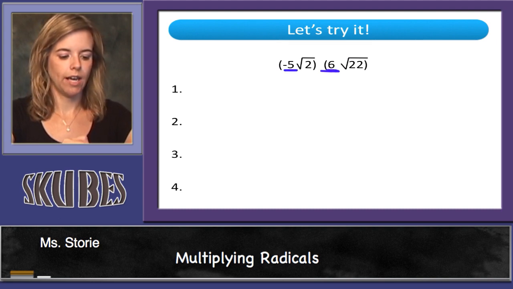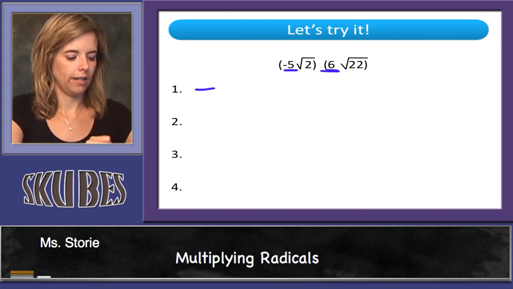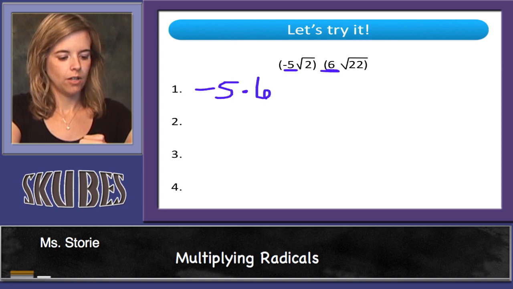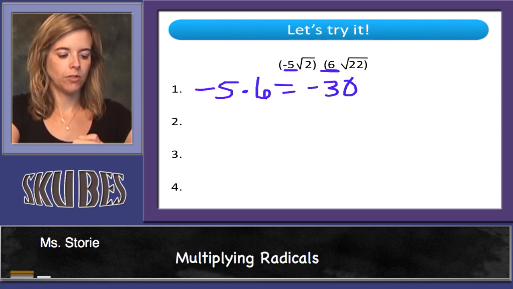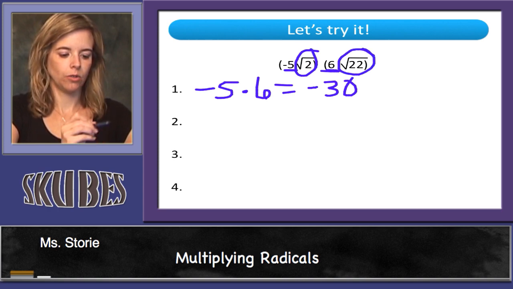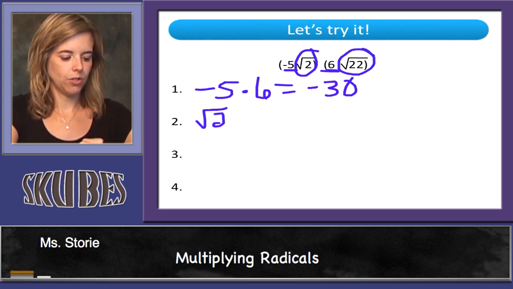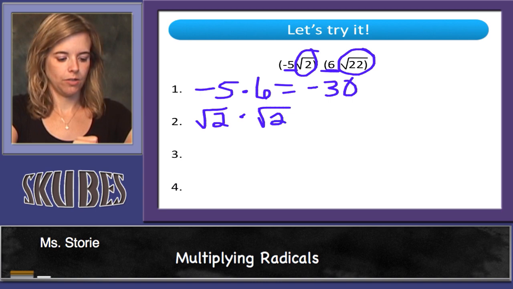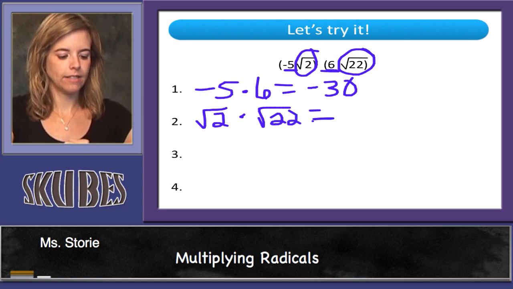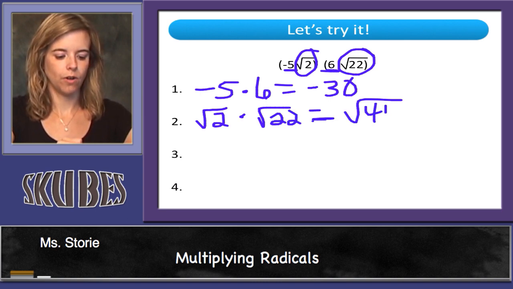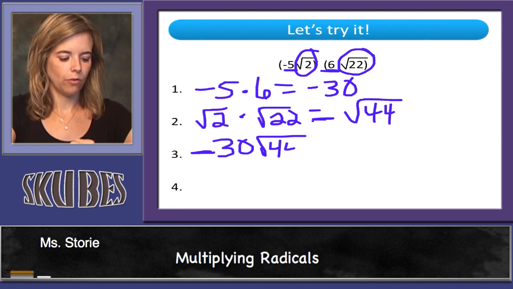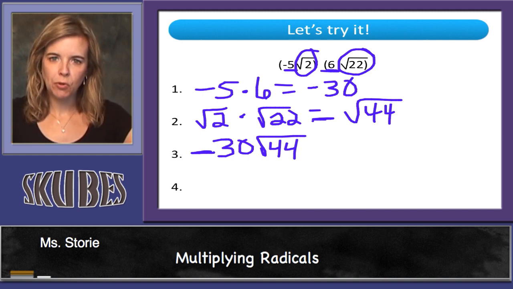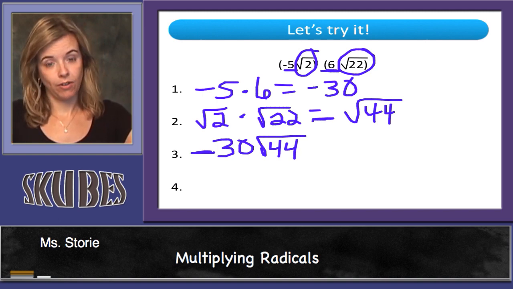First of all, we're going to take our whole numbers. So we're multiplying -5 times 6, which will get us a -30. Then we're going to multiply our radicands. So we're looking at multiplying radical 2 times radical 22. And that's going to give us a radical 44. So putting it together, your whole number is -30, and you've got a radicand of 44. However, you have to simplify the radicand, and 44 is not simplified.